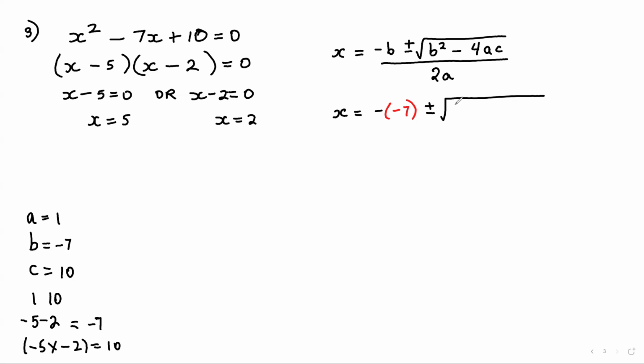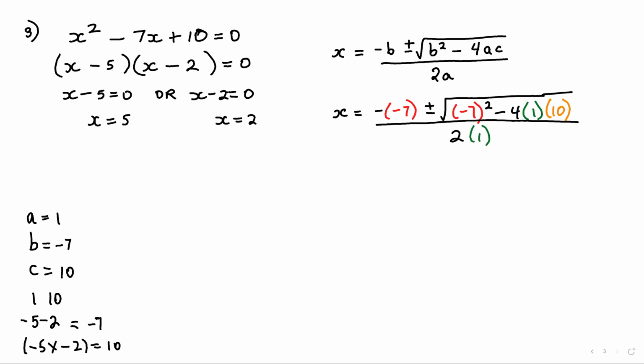And then it's plus or minus the square root of B squared. So again, B is what? -7. So it'll be -7 squared. Take away 4 times A. What is A? 1. And then what is C? 10. Right? And all of that is being divided by 2 times A. A is what? 1. All right.